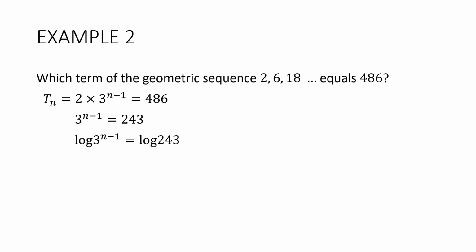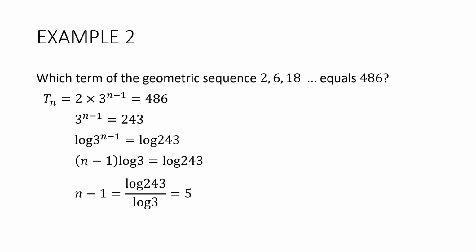Now, it doesn't matter if you do log base 10 or log base e as long as you are consistent. This is our third log law. The n minus 1 can come down the front. Don't forget the brackets. Divide both sides by log 3, we get n minus 1 is equal to log 243 divided by log 3, and this is equal to 5. So solving n minus 1 is equal to 5, we get n is equal to 6.